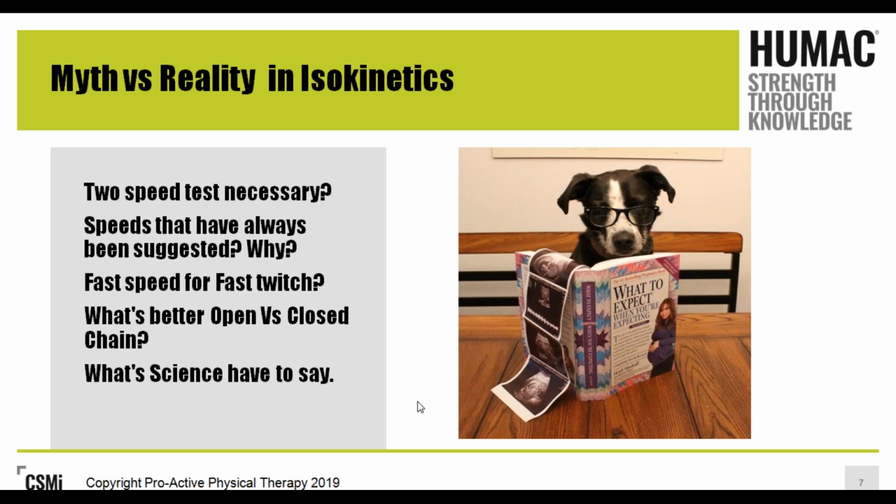And I kept hearing this: do I need to do fast speeds for my fast twitch fibers? We talked about that in the beginning. I want to touch on that one more time because science answers these questions. And I do want science to answer a lot of the questions that we're doing.